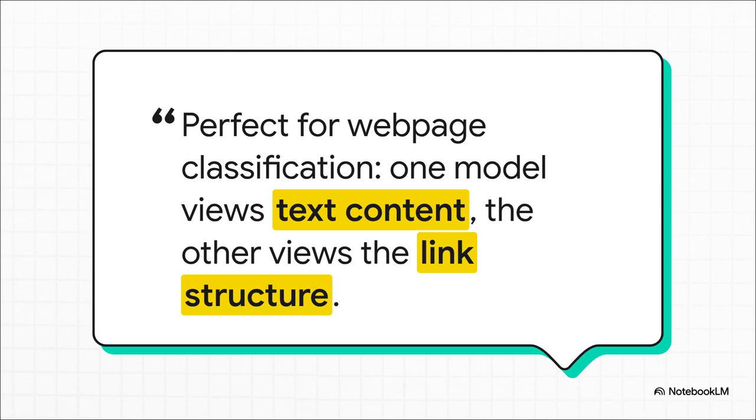Now, this might sound a bit abstract, so let's use a perfect real-world example. Classifying a web page. To figure out what a web page is about, you could have one AI model, one student, read all the actual text on the page itself. But the second model could look at something completely different, the words used in all the other websites that link to that page. These are two separate, independent views of the same problem, and when you combine them, you get a much more accurate result.